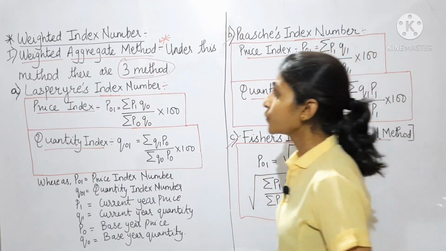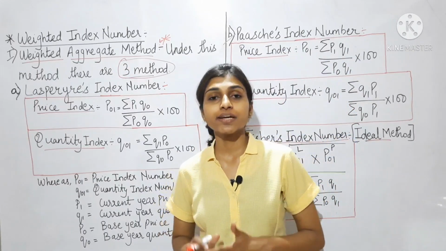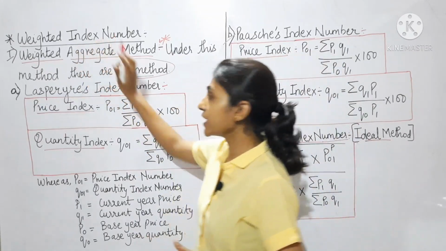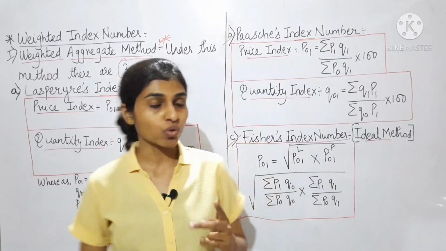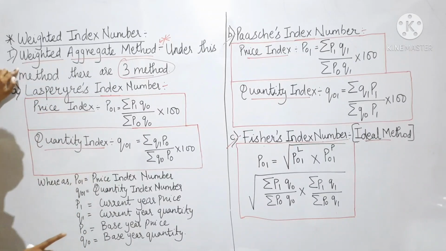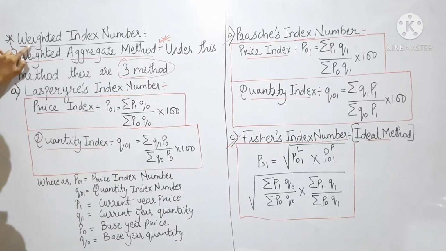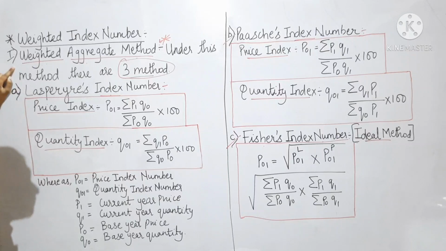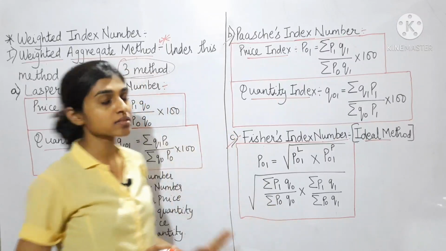First of all, there are two methods of index number. First is unweighted and second is weighted index number. In today's lecture we are going to talk about weighted index number. Under weighted index number there are two more types. We are going to talk about the first method, and in the next lecture we will talk about the second method. The first method is the weighted aggregate method. This is an important method in index number.